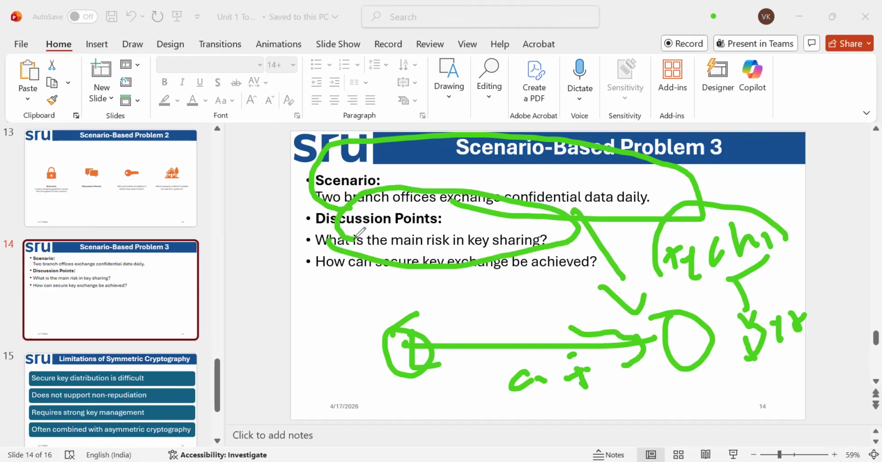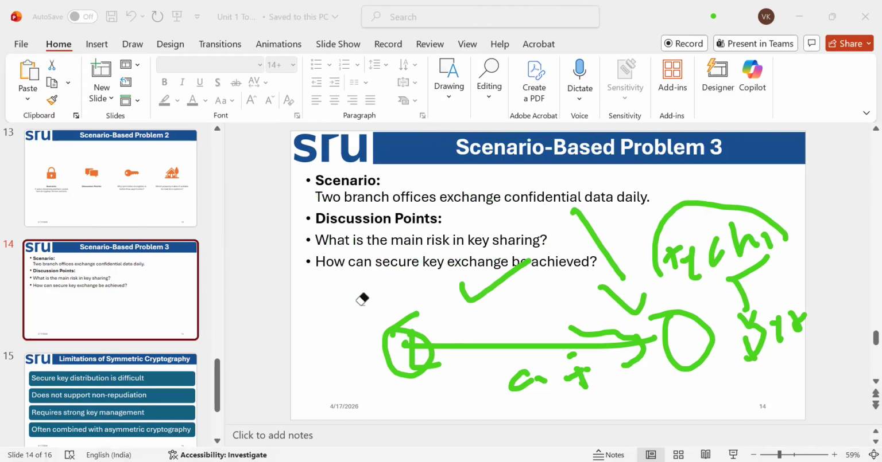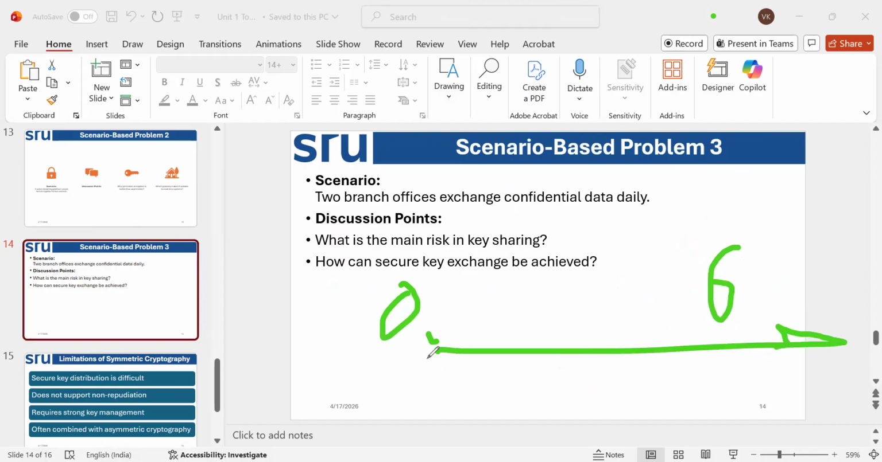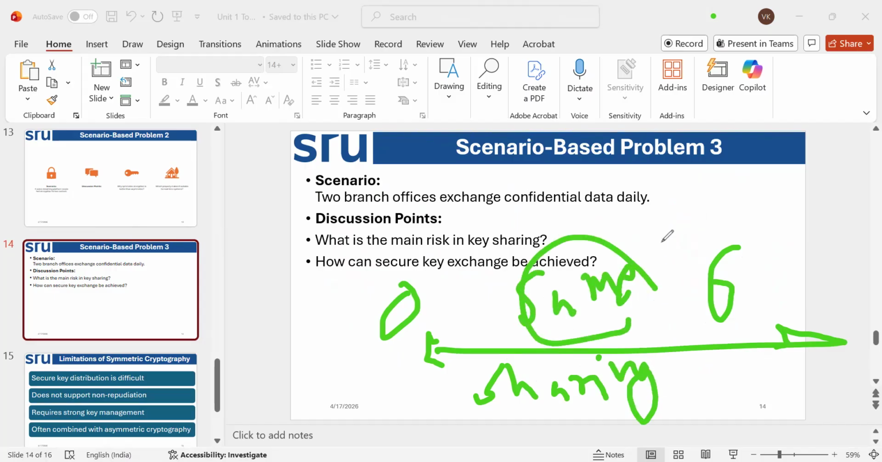What is the main risk in key sharing? The key can be stolen. This is the problem in symmetric cryptography. How can secure key exchange be achieved? This has become a limitation of symmetric cryptography, because with two persons we are sharing the key as well, since it is the same key. So here is the problem of key theft.